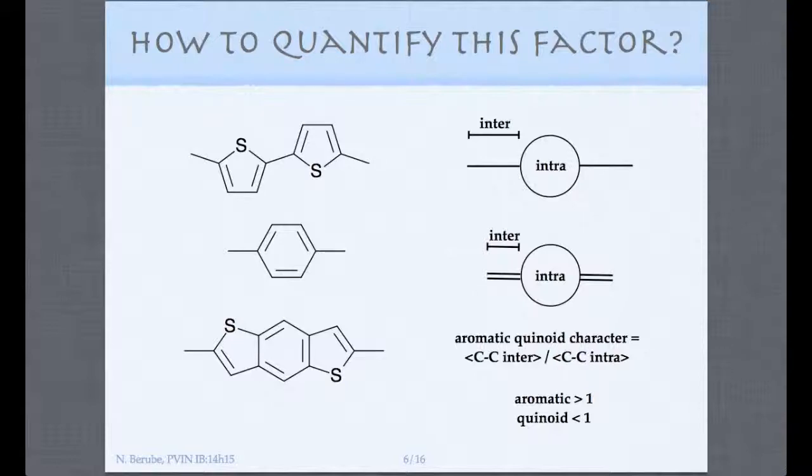And for the quinoid, it's actually the opposite. The double bonds would be in between the monomers, while inside the monomer, there would be more single bonds, which would be longer. That means that this factor would be over 1 for aromatic polymer and under 1 for quinoid polymer, which is a start to quantify this structural form in a simple way.